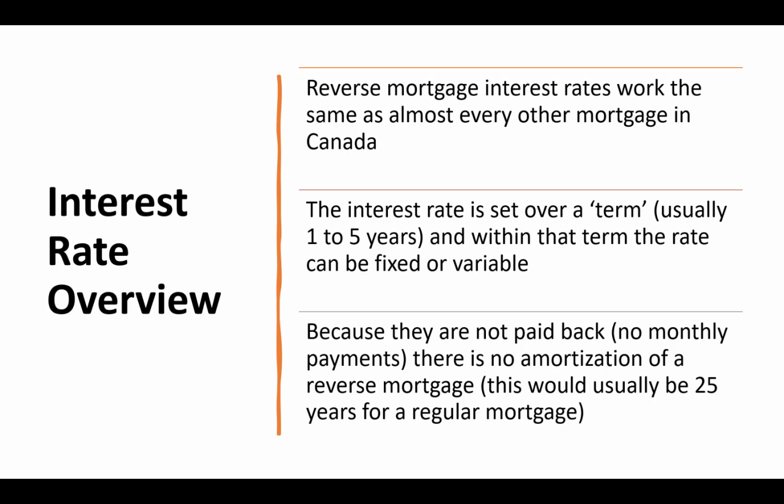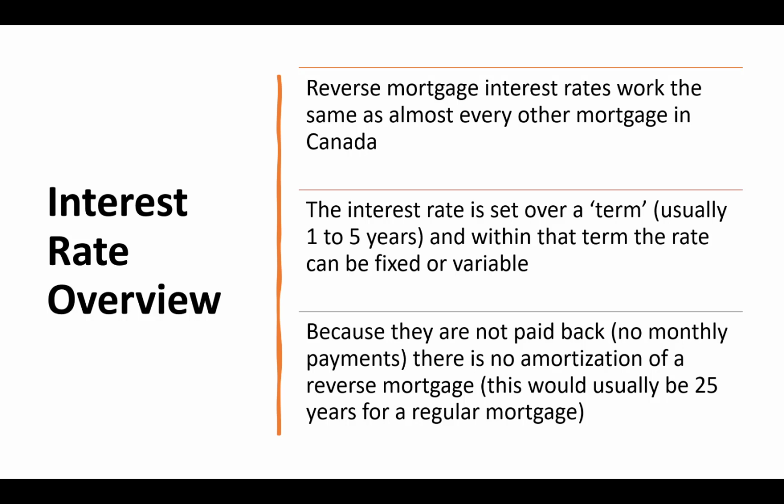There's no monthly payments. So that means there's no amortization. It doesn't exist. There's no amortization schedule. Amortization simply represents the amount of a loan that is paid back over time. This loan isn't paid back. For a regular mortgage, it's usually 25 years. You can get 30, 35 years, but 25 years is the most common.